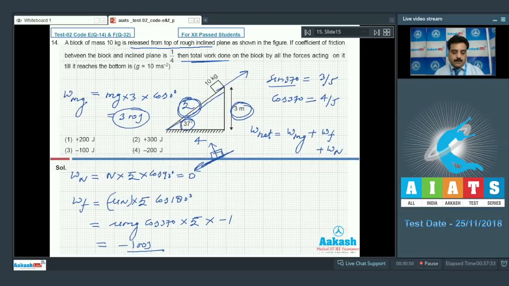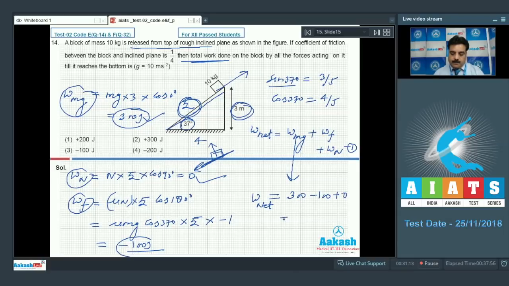Now I have the three values. Due to mg 300 joule, due to normal 0, due to friction minus 100 joule. So when I place all values in my relation number 1, net work done will be 300 due to mg, minus 100 due to friction, and 0 due to normal. So I get 200 joule. That is how you can find the value of net work done. So by this calculation, I can say my option number 1 will be the right choice.